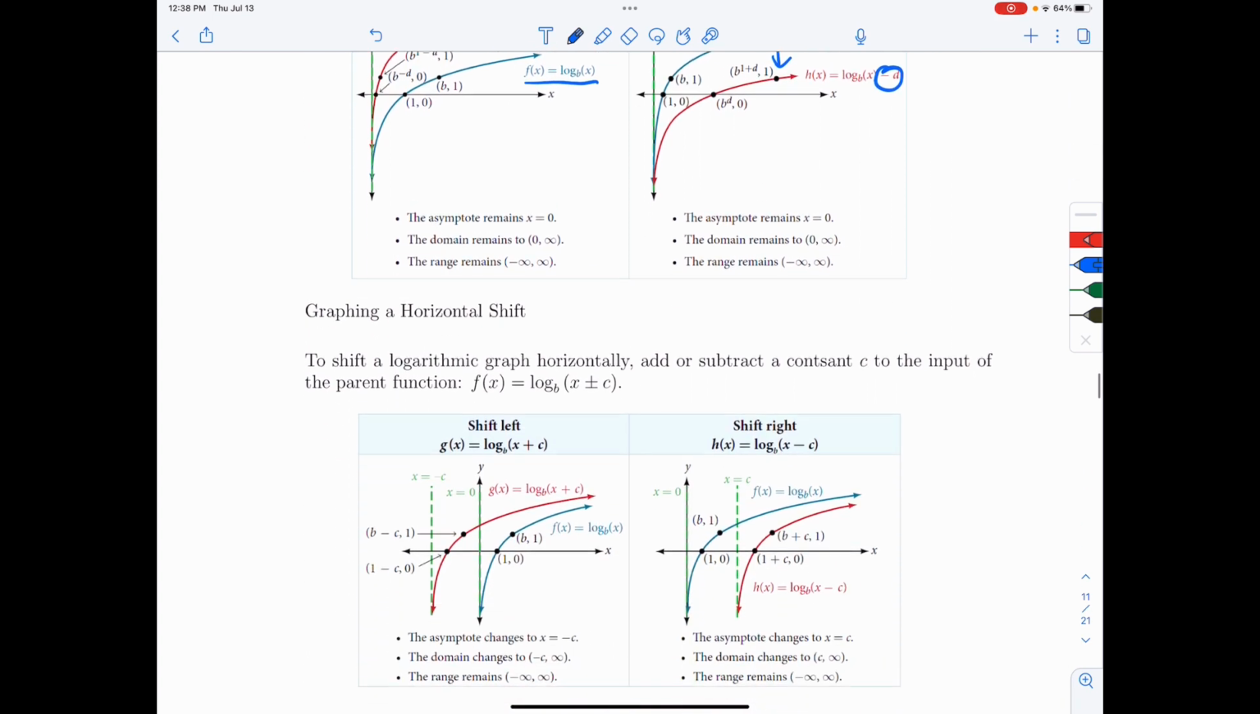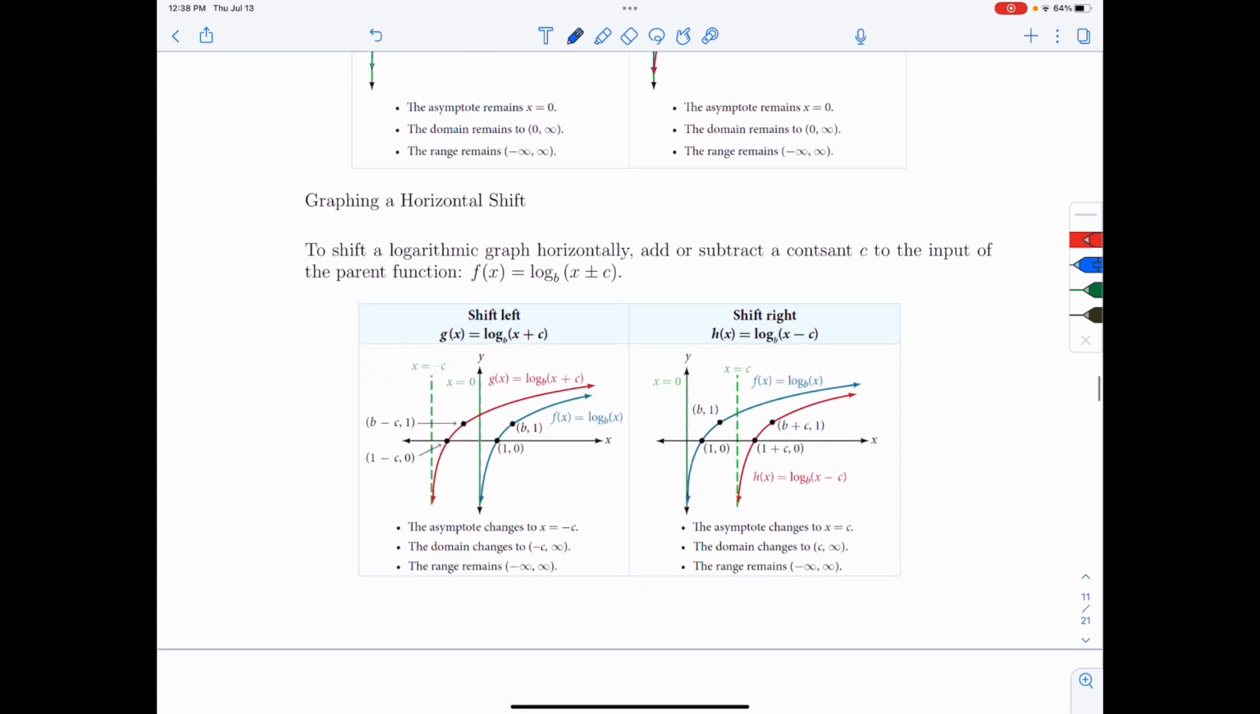For a horizontal shift, these shifts are occurring inside the argument. So I'm going to add c or subtract c. If I add c, that's going to shift this function to the right. If I subtract c, sorry, I have that backwards. If I add c, that's going to move it to the left like this. If I subtract c, that's going to move the function to the right. And notice that the vertical asymptote changes when I do that left and right shifting.